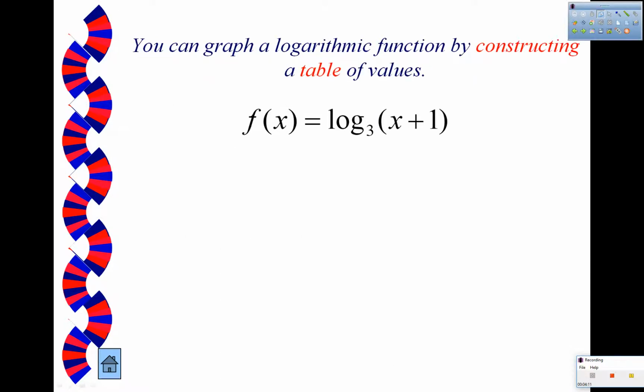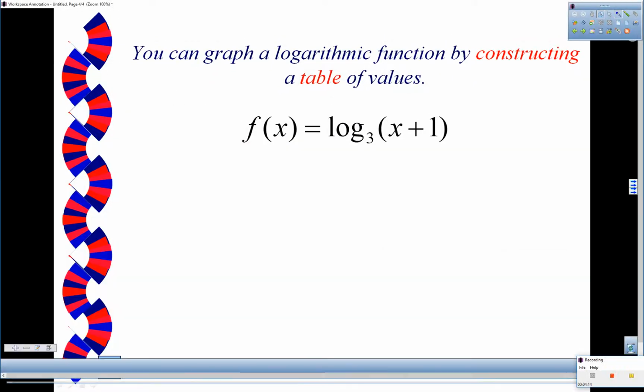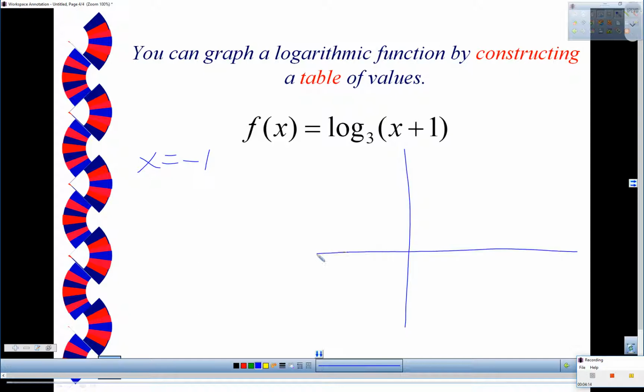So let's say I want you to graph this, log base 3 of x plus 1. First thing you'd want to know is that the asymptote is at x equals negative 1. So if I drew a graph from over here to negative 1, I would put my asymptote, my dotted line. So 1, 2, I want to do this in green. 1, 2, 3, 4, 5. All right, so there's my asymptote.